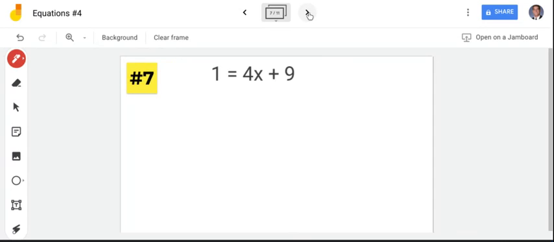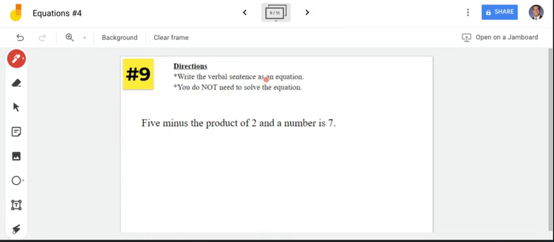Okay, the last two I'm going to do with you are actually numbers 9 and 10. They're a little bit different. Here's the directions for number 9 and 10. It says write the verbal sentence as an equation. You do not need to solve the equation. So all I want you to do is take this sentence and write an equation from the sentence. That's it. You don't have to solve the equation for numbers 9 and 10.